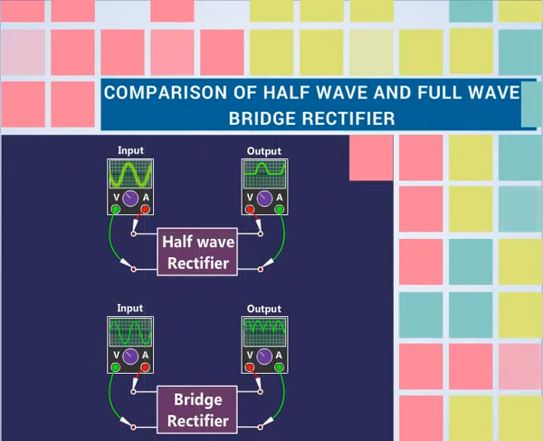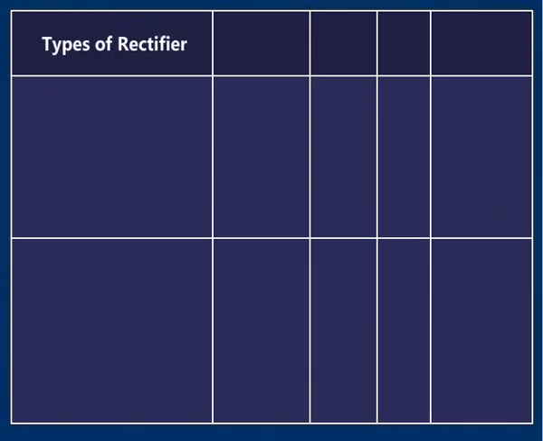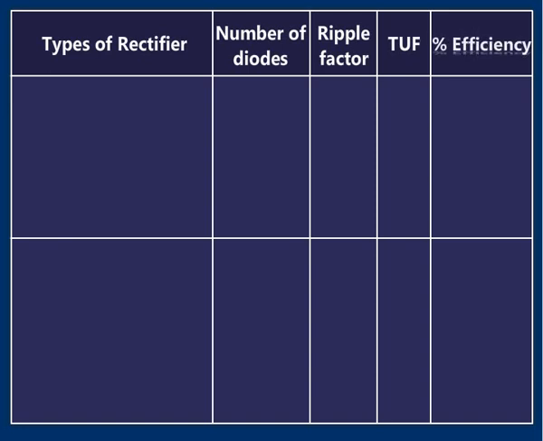Comparison of half-wave and full-wave bridge rectifier. In this video, the comparison table of half-wave and full-wave bridge rectifier is shown. Types of rectifiers. Number of diodes. Ripple factor. TUF, transformer utilization factor. And efficiency in percentage.